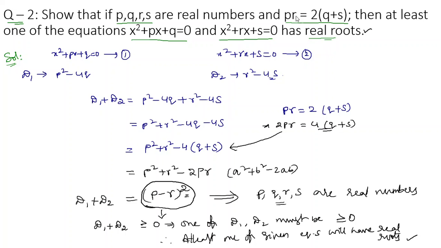So if PR is equal to 2 into q plus s, then at least one of the given two quadratic equations will have real roots.